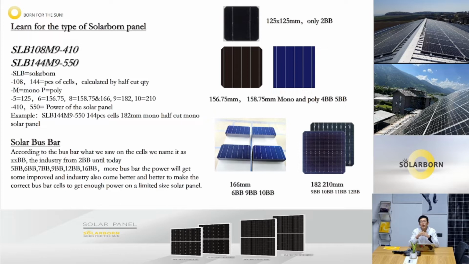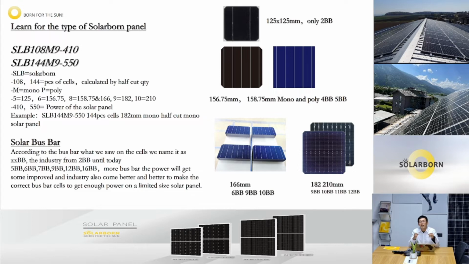This is by the 182 millimeter solar cell. Like the M means the mono, P means the poly, and the number 9 means the 182 millimeter solar cells. And also we have the others, like 10, which means the 210 millimeter solar cells. So by this way, you can know the first part of our type, and the following, like the 410, means the power of the solar panel. So now you can understand the meaning of the Solarborn type name.